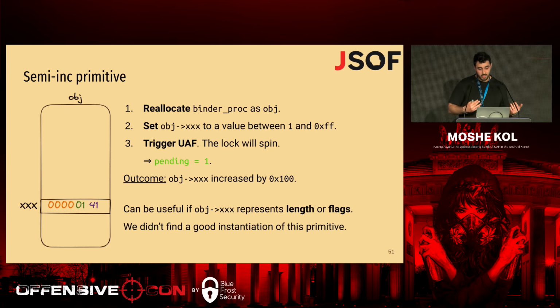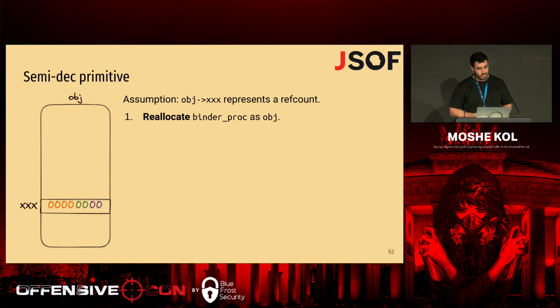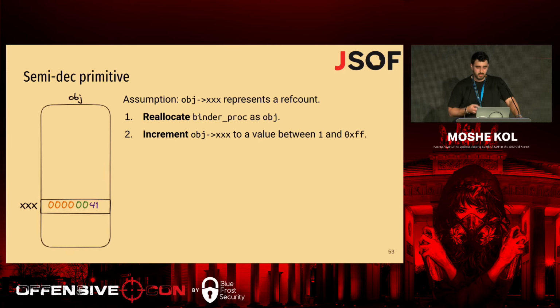So this might cause some overflow elsewhere, or it may represent some flags, but we didn't find a good instantiation of this primitive. So this brings us to the next primitive that we can think of. And the story we tell ourselves with this semi-decrement primitive is that the field that we are catching with is a ref count. So if we assume that, we will reallocate the binder proc as some object. We will increment the ref count to a value between 1 and hex FF. Then we will trigger the use of the free.